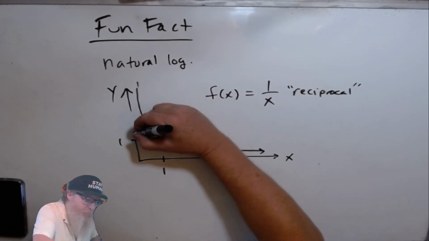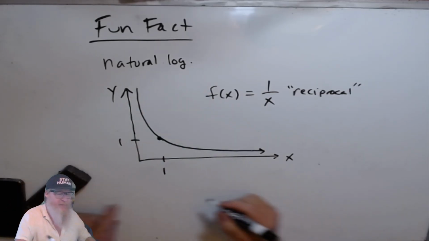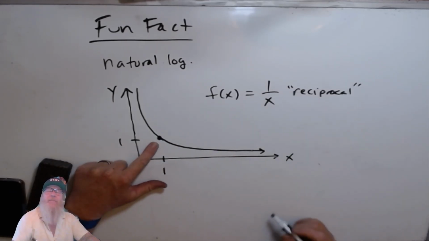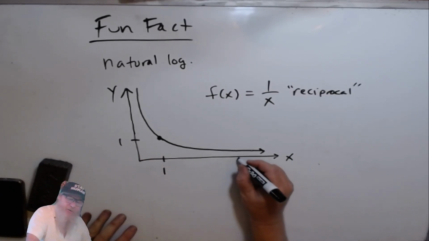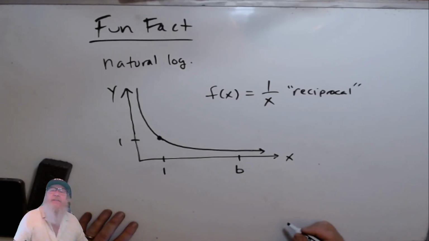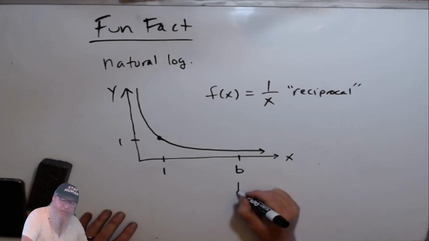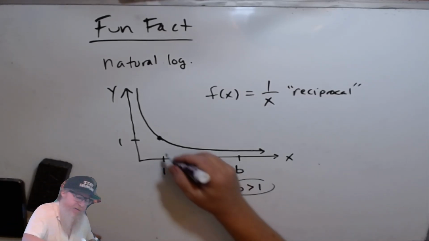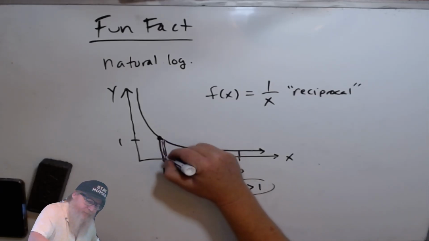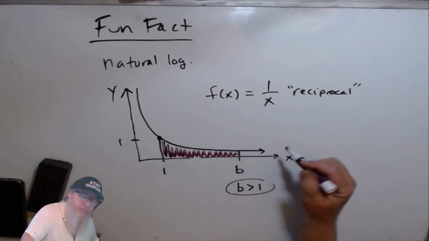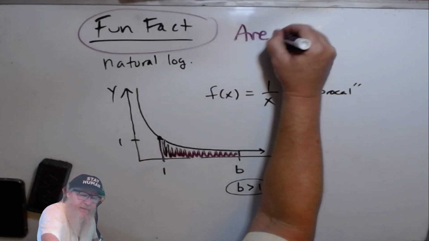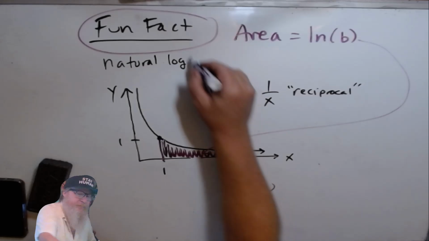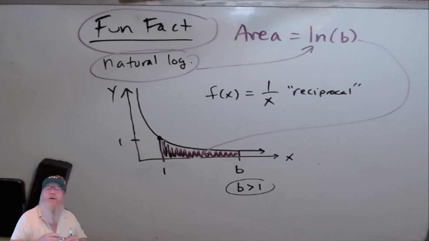Whenever I draw a graph, you should wait until I've finished it before you try to draw it in your notes. So there we go. My graph's to scale. So if you start at 1, that point is 1 divided by 1. And then you go all the way to some value b, where b is greater than 1, so any number bigger than 1. And you find this area here. Here's your fun fact of the day. The area is the ln of b. ln is the natural log.